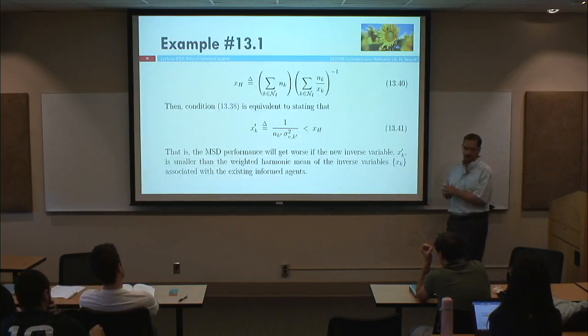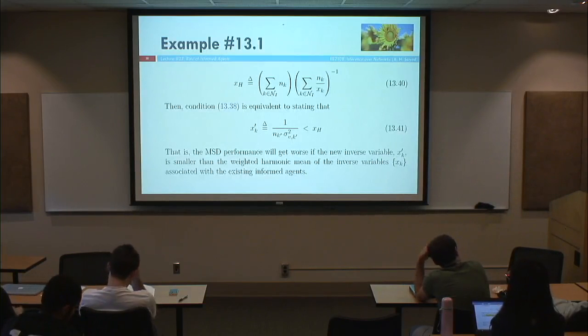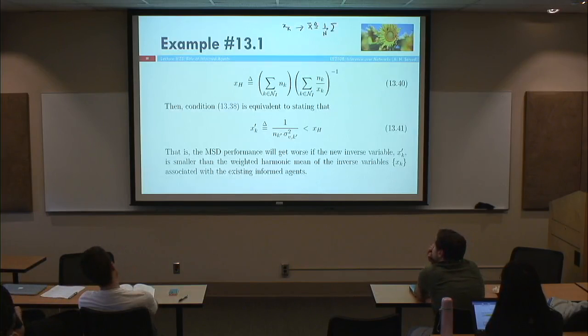The regular one: if I have measurements xk, n of them, what is the arithmetic mean? 1 over n, the average of xk, correct? So what is the harmonic mean? You average the inverse and then take the inverse of that.